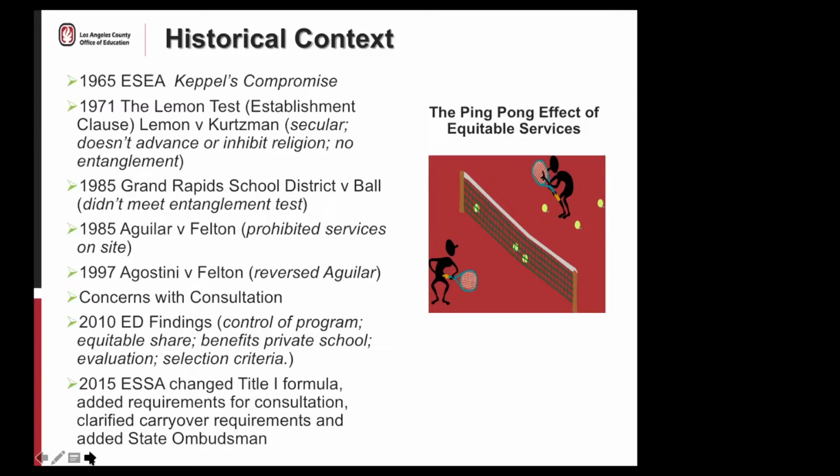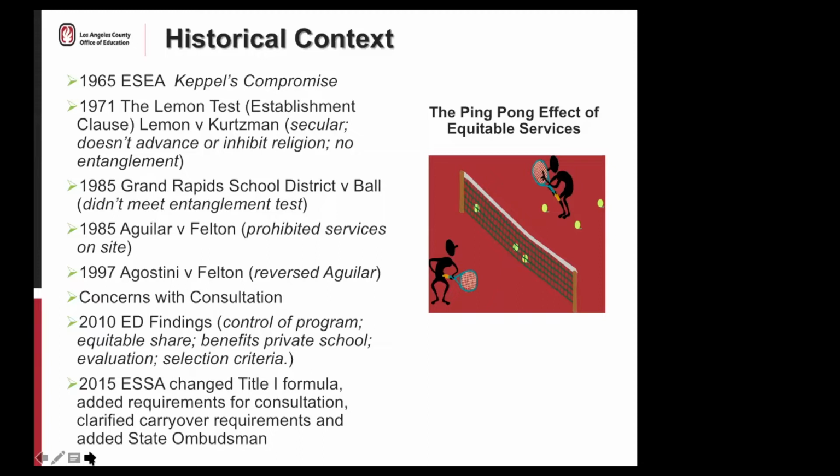And there's a few districts that still have some old portable buildings left or trailers that they used to house the Title I program at that time. And that went on for about 10 years until 1997, when Agostini versus Felton reversed that and allowed public school teachers to go on the campuses of private schools to provide services.